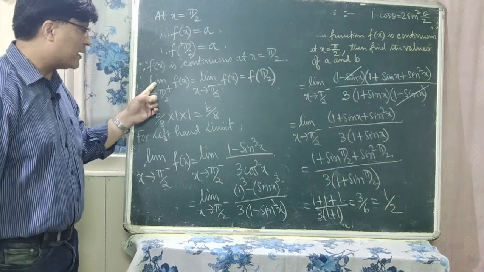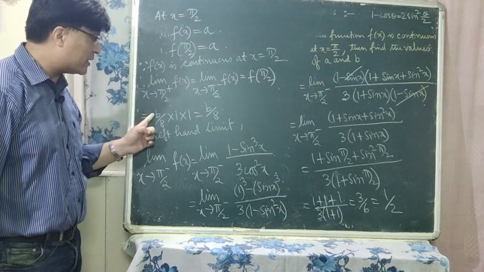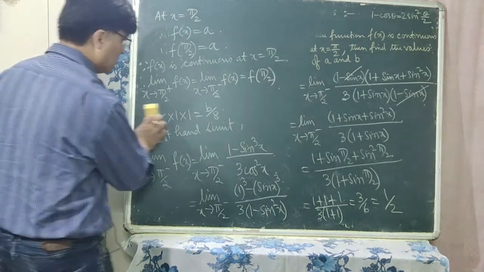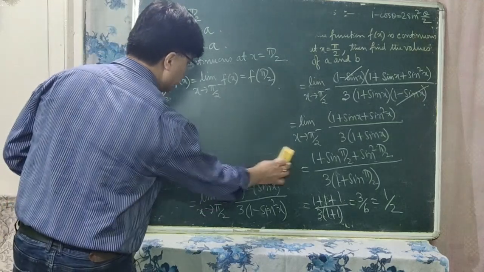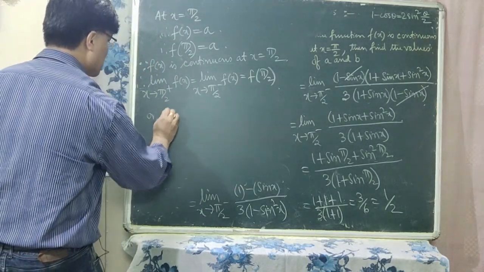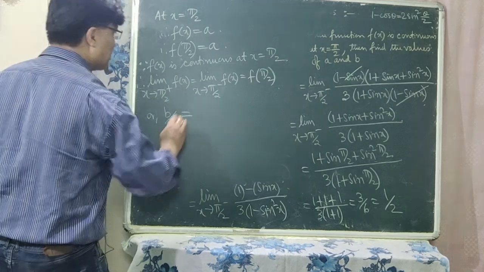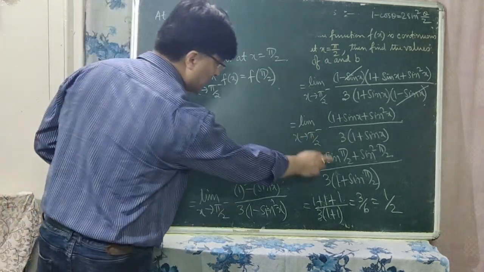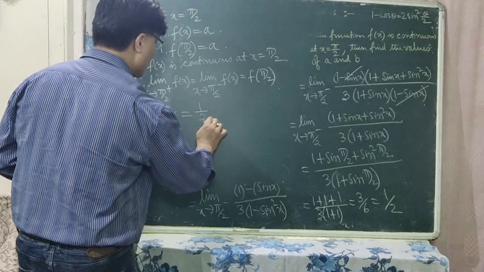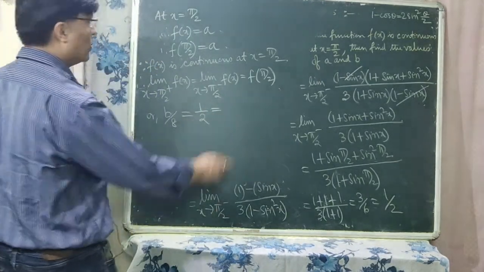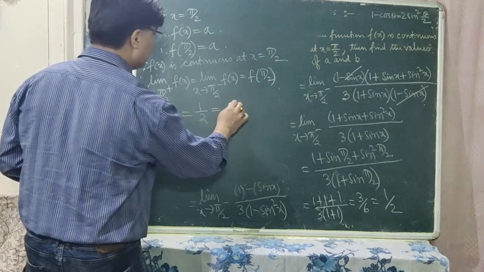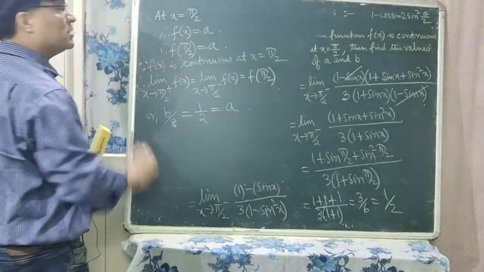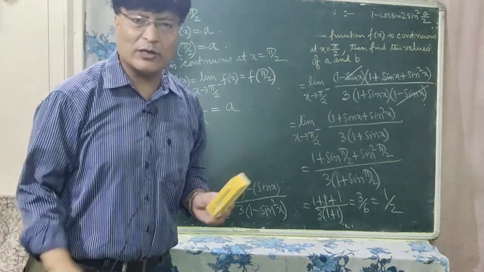So what was the value of the right hand limit? B by 8. So write down there b by 8 now. So b by 8 is equal to, this is your left hand limit. What is the value of the left hand limit? Left hand limit is half, which is equal to, what is f of pi by 2? That is a. F of pi by 2 is a. Is it clear to all of you?